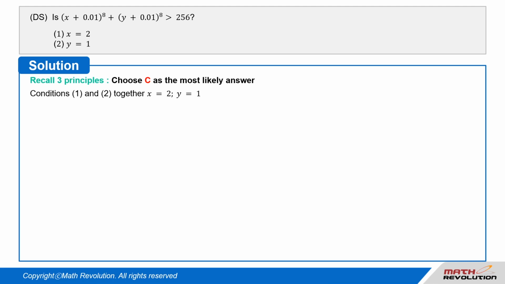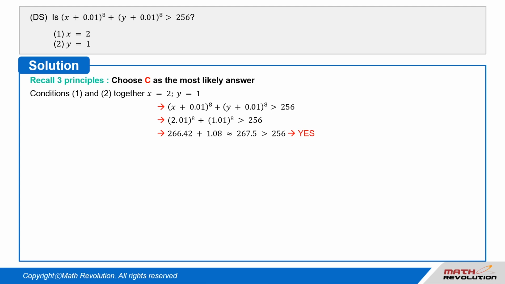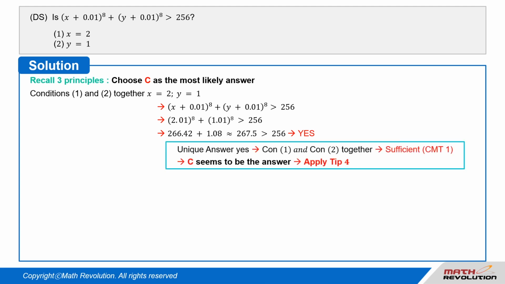Let's look at conditions 1 and 2 together. Conditions 1 and 2 give us x equals 2 and y equals 1. If we substitute x = 2 and y = 1 into the expression, we get 2.01^8 + 1.01^8 > 256. That is, 266.42 + 1.08 is equivalent to 267.5, which is greater than 256. So, yes. The answer is unique, yes.